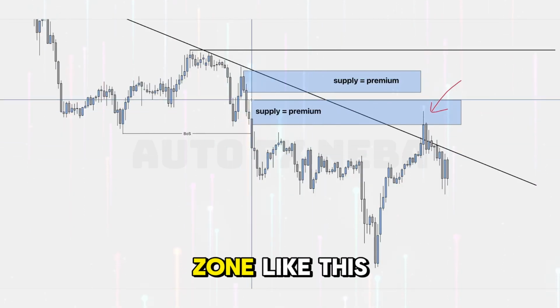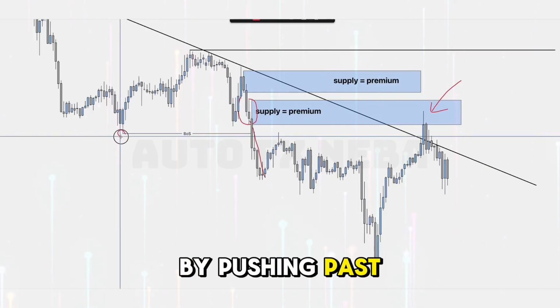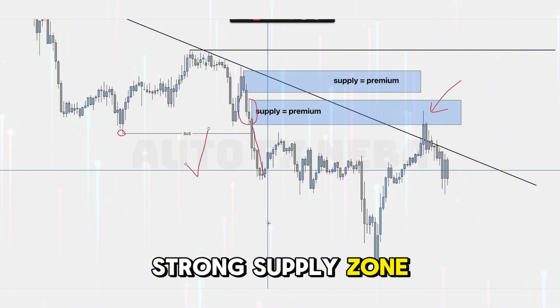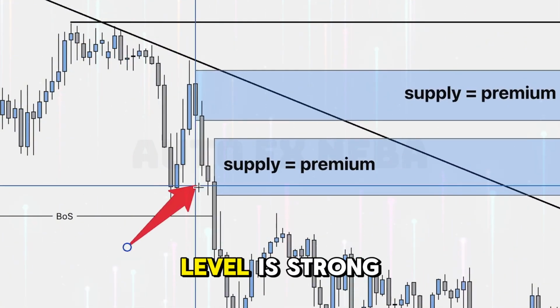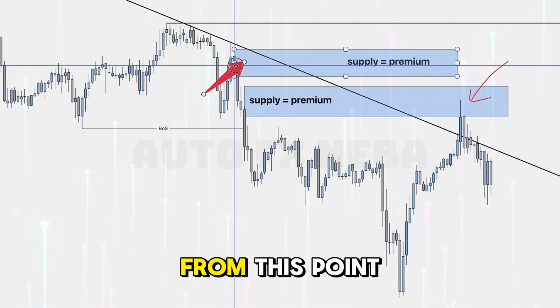If we look at a supply zone like this one, which has created a break in the trend by pushing past the previous low, that is a strong supply zone because it tells us the selling that has entered the market at that given level is strong. So the selling is way more aggressive from this point than it is from this point.